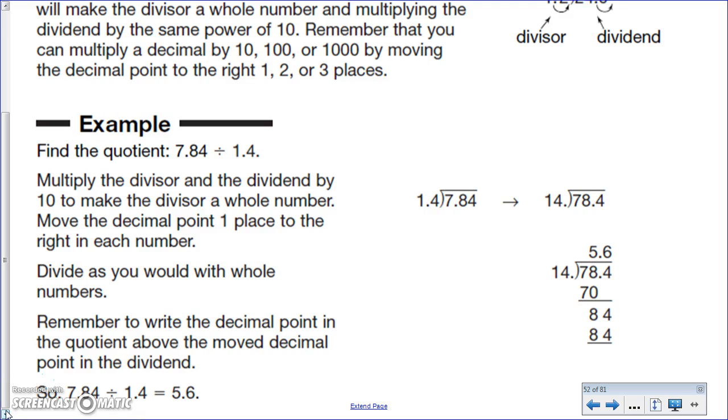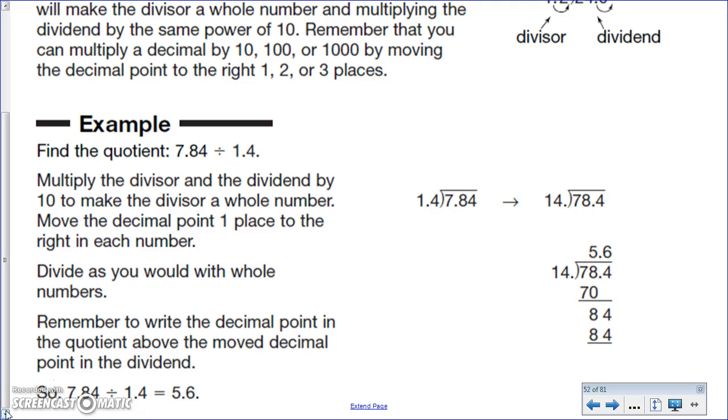Now we're just going to divide as if we were doing it with whole numbers. So 14 goes into 78 5 times. They put the 5 above the 8. Subtract the 70, they got a remainder of 8. Bring down the 4. 14 goes into 84 6 times. So they put the 6 up top. Subtracted the 84, and we don't have a remainder. Sometimes we'll have to add zeros onto the end of the dividend so that we can continue to actually get a complete number as we go.